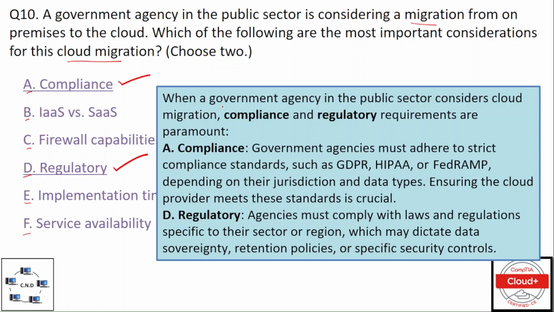And the explanation is that when a government agency in the public sector considers cloud migration, compliance and regulatory requirements are paramount. It is because government agencies must adhere to strict compliance standards such as GDPR, HIPAA, or FedRAMP, depending on their jurisdiction and data types. Ensuring the cloud provider meets these standards is crucial. And regulatory agencies must comply with laws and regulations specific to their sector or region, which may dictate data sovereignty, retention policies, or specific security controls.